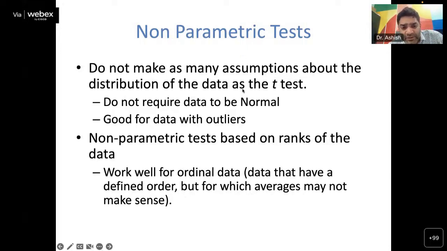So here, in non-parametric tests, one of the assumptions is that the data set should be ordinal data. Okay, that means you should have a clear-cut idea about the direction, but may not have a clear-cut idea about the magnitude.